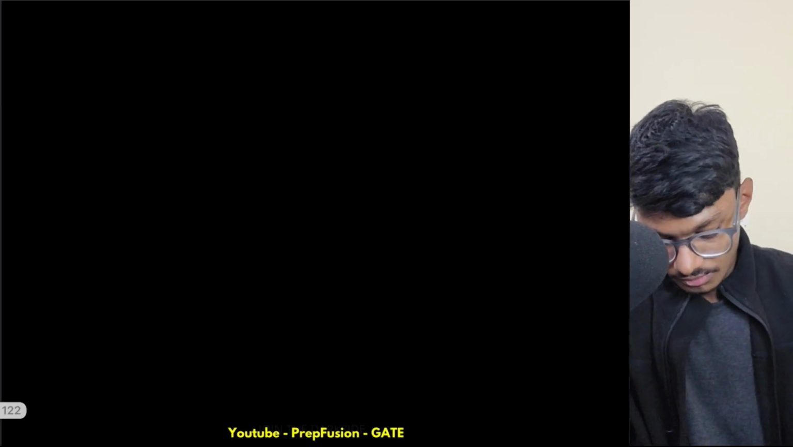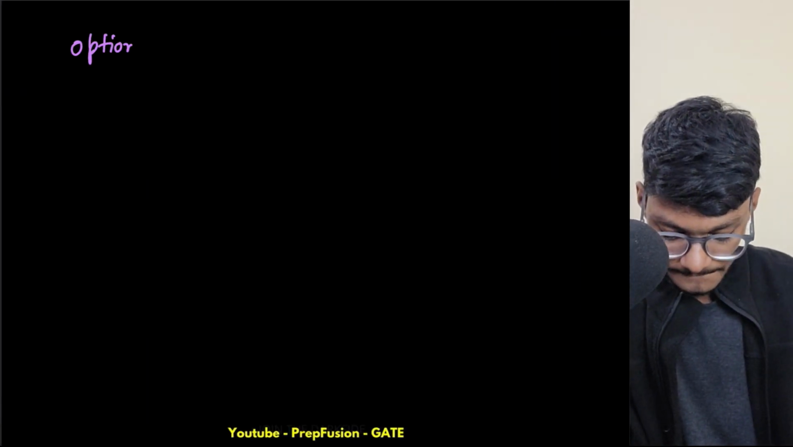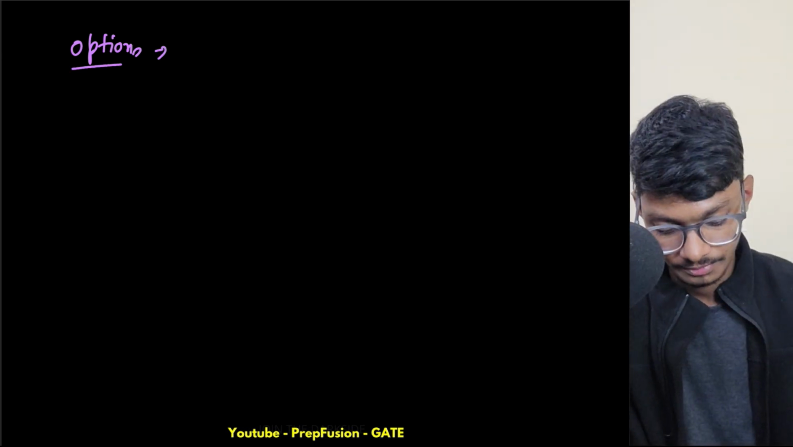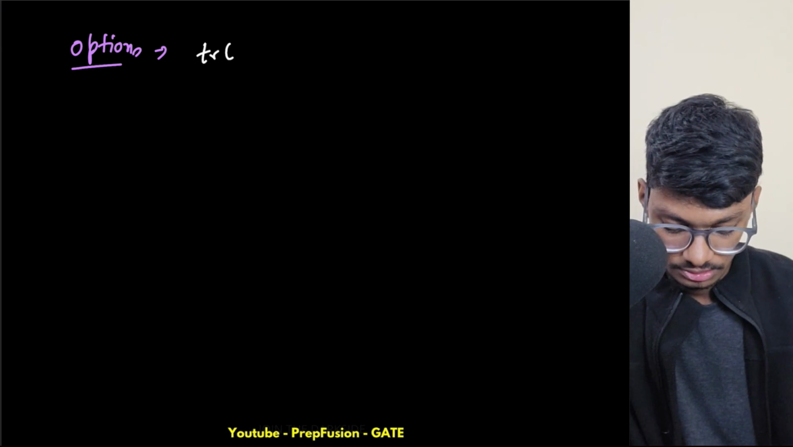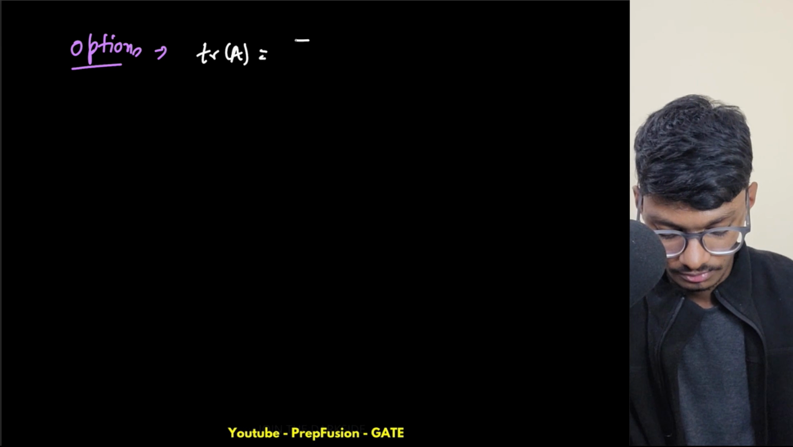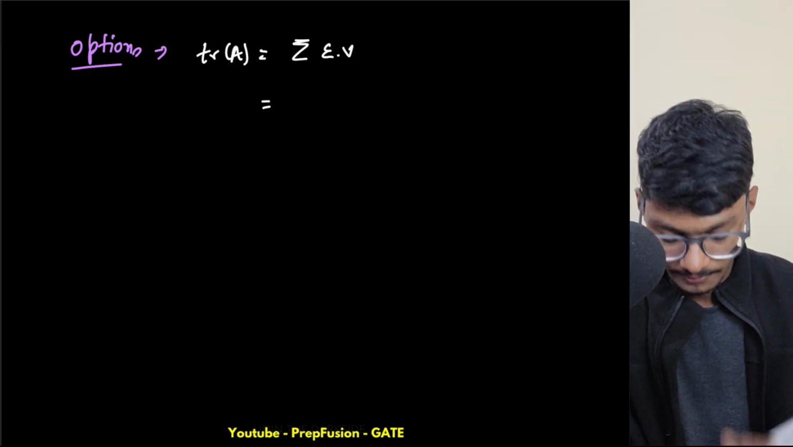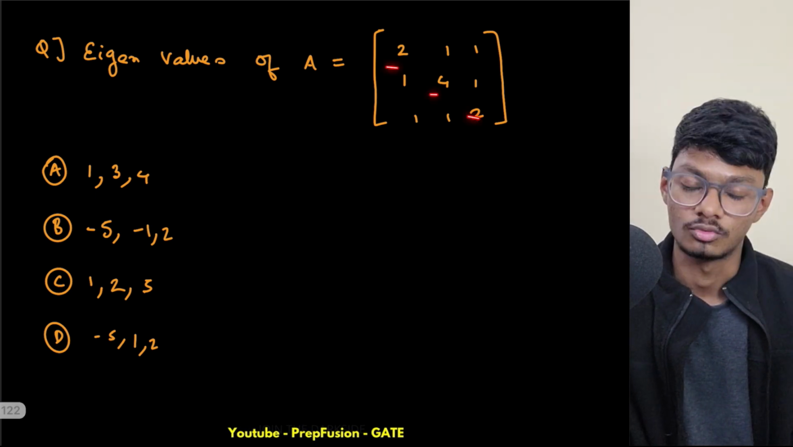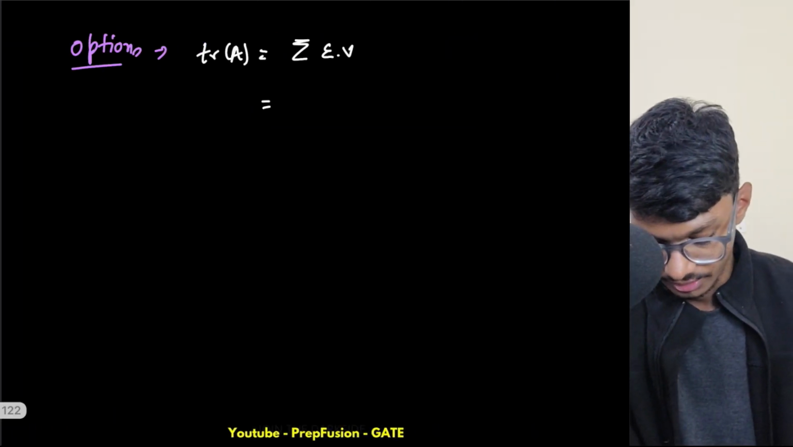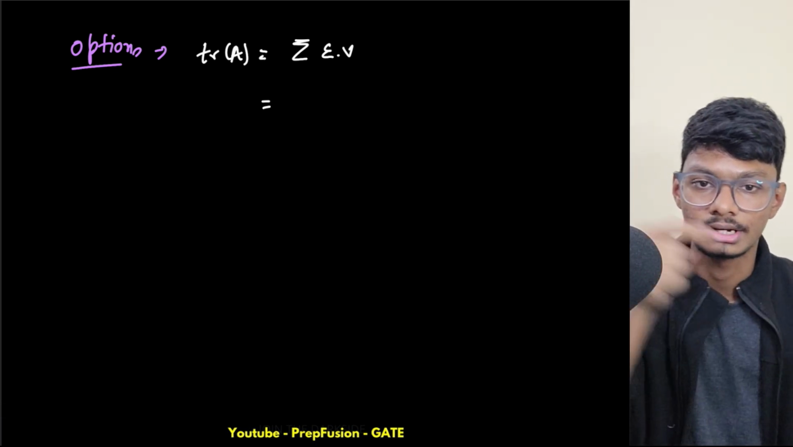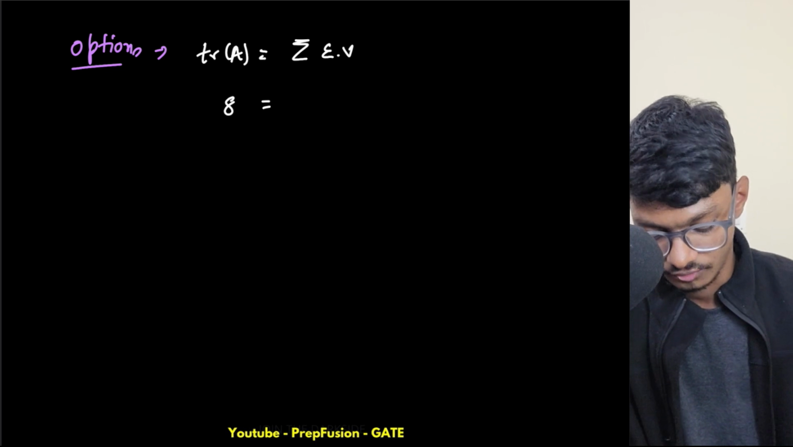So if we use the options, what are the main two properties we know? The main two properties that we know: trace of A equals the summation of my eigenvalues. So what is trace of A here? Trace of A is 2 plus 4 plus 2, so it is 8. What does trace of A mean? Trace of A means the summation of the leading diagonal elements, so it is 8 over here.